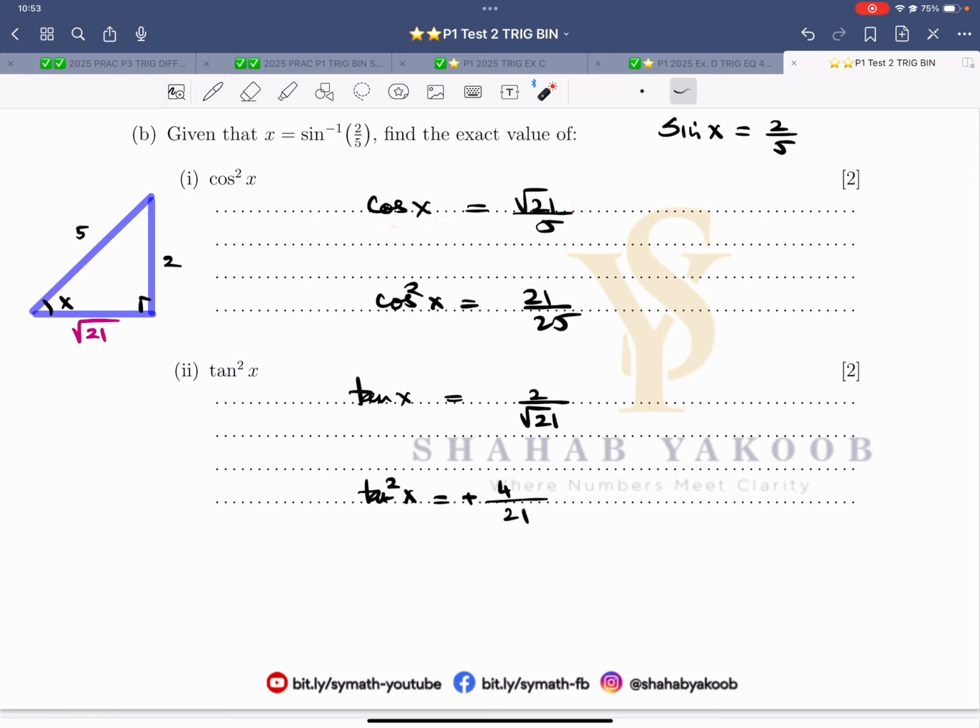They did not have to mention the quadrant. Why? Because anyway we are squaring it. If it's positive, it will remain positive. If it's negative, it will become positive. Tangent is 2 over root 21, squared, that is 4 over 21.